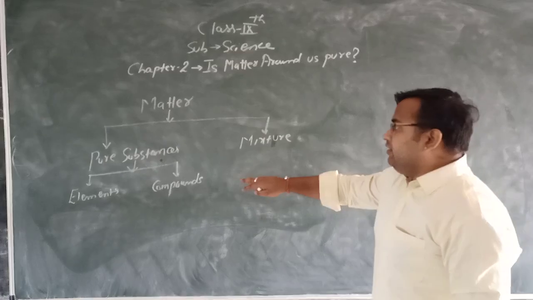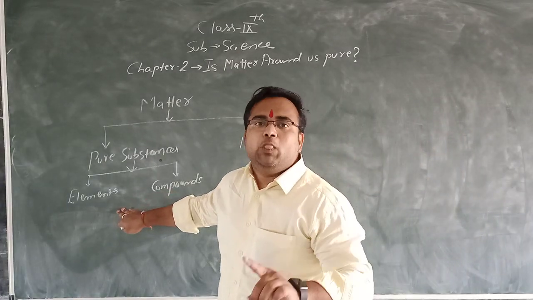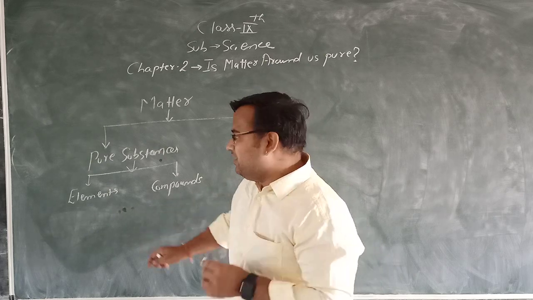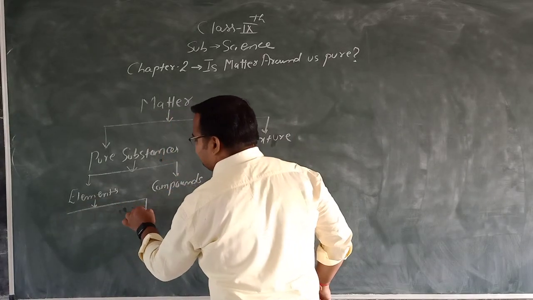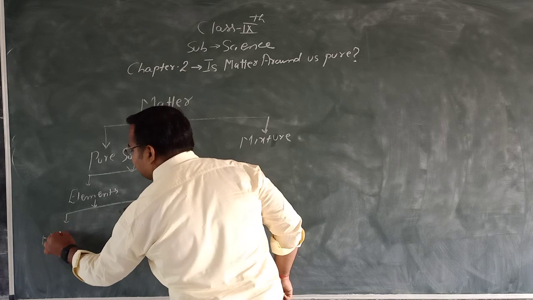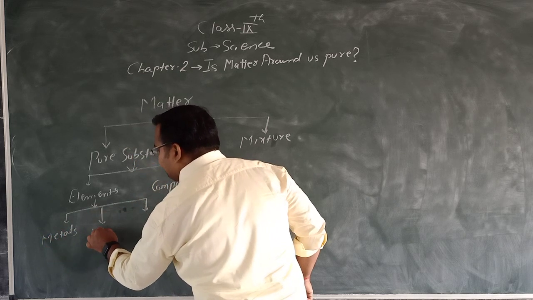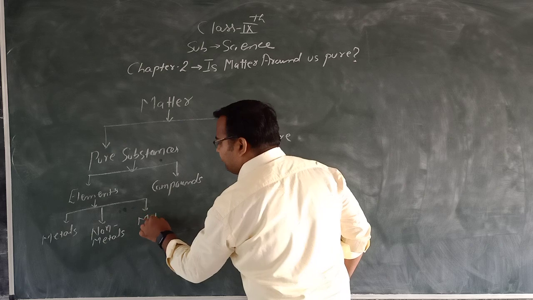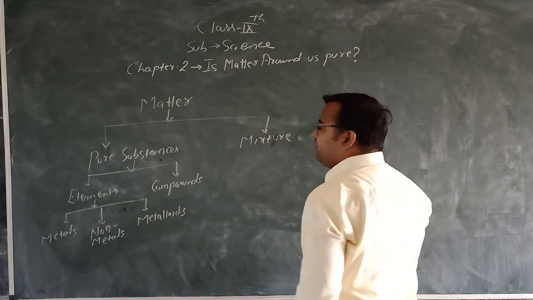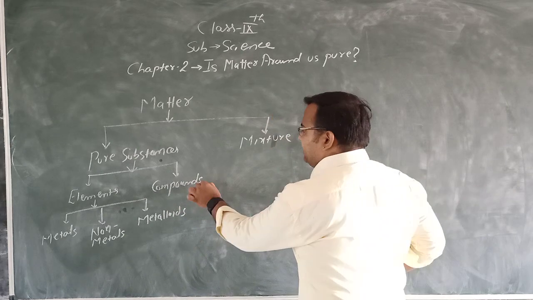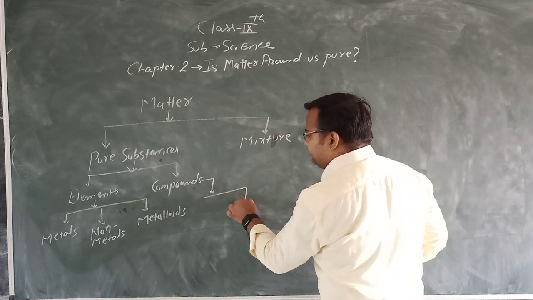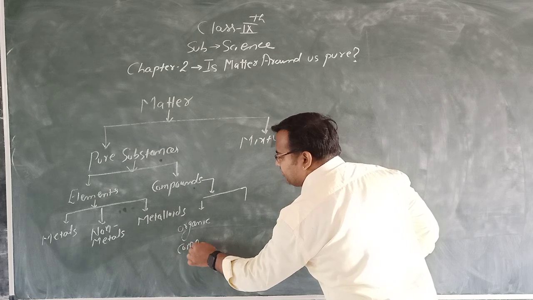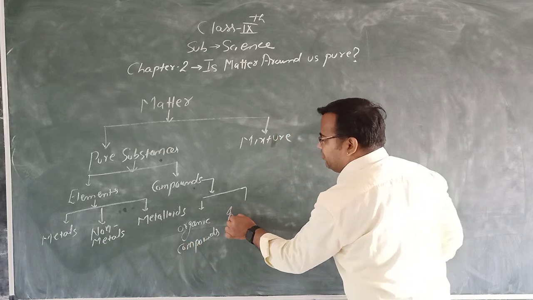Okay? Then, the elements are further classified as metals, non-metals and metalloids. Okay, so then the compounds are classified as organic compounds and inorganic compounds.